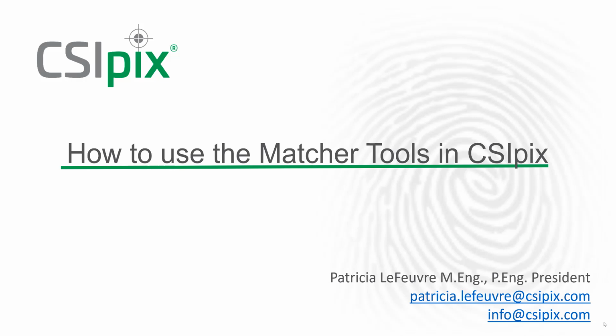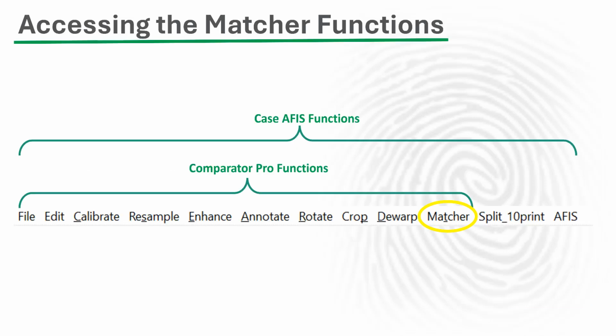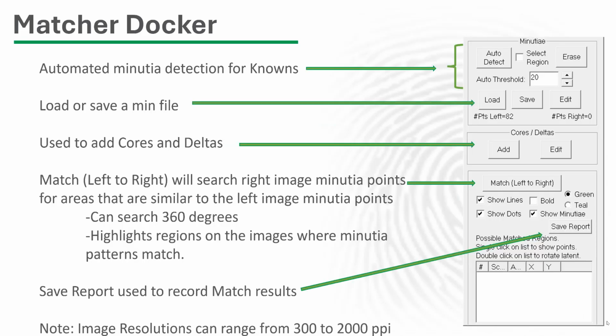In this video, I will review the matcher tools available in CSIpix. To access these tools, click on Matcher on the menu bar. Both versions of CSIpix, Comparator Pro and CSIpix, have access to the matcher tools. After clicking on Matcher, the Matcher Docker will open and it looks like this.